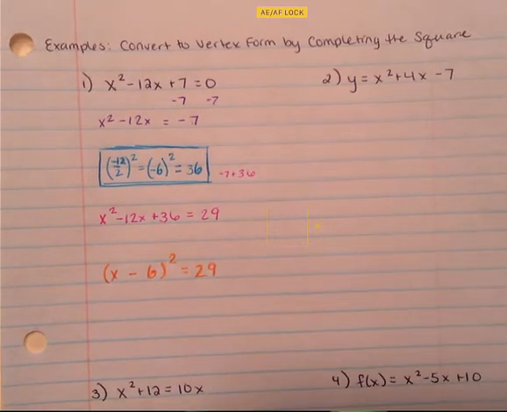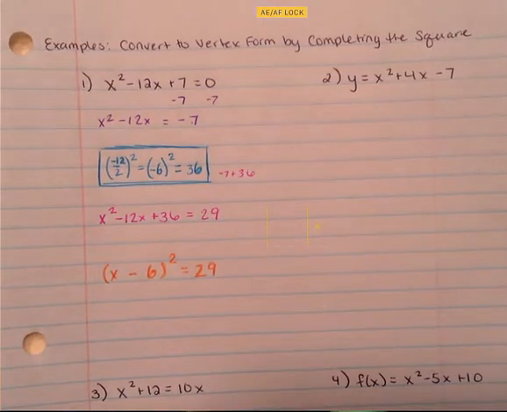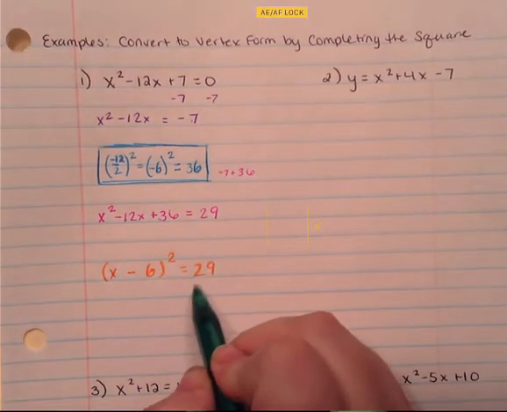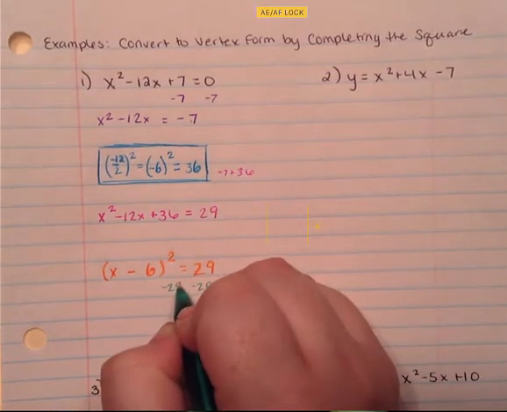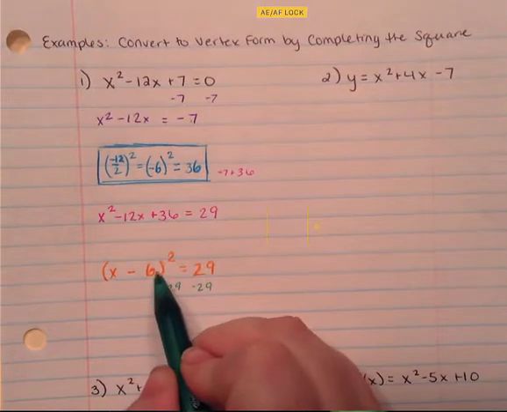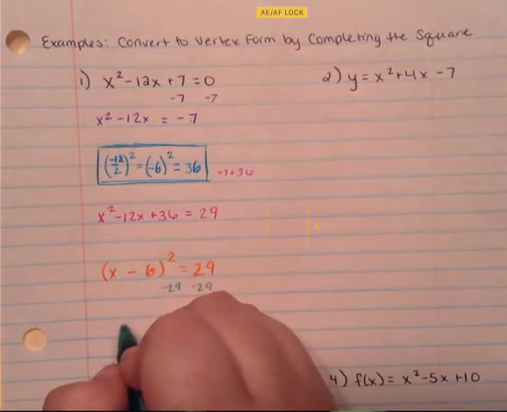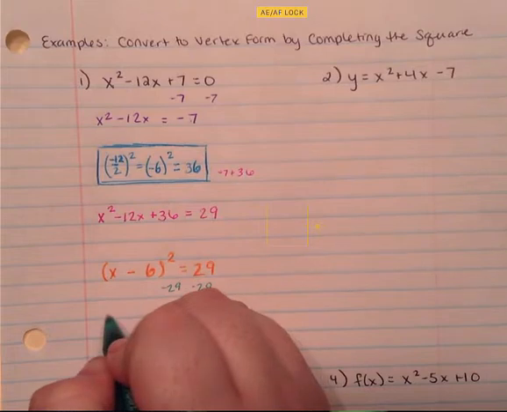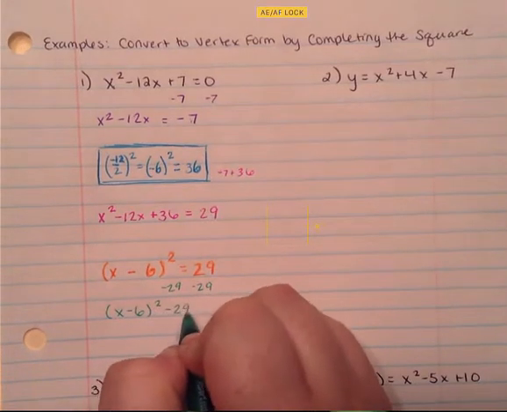The next step to put it into vertex form is to move that constant back to the other side. So in order to move this 29 to the other side, I have to subtract the 29 from both sides. And this 29 is not inside the parentheses, so I don't do anything with the 6. So I'll have (x - 6)² - 29 is equal to 0.